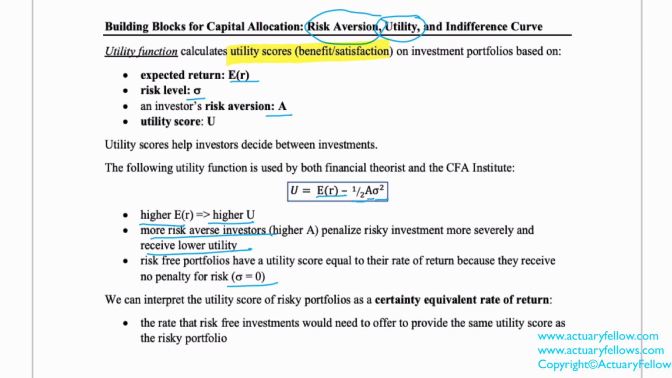The utility score of risky portfolios is also known as the certainty equivalent rate of return. It's the rate of return that risk-free investment must offer to provide the same utility as the risky portfolio being analyzed.